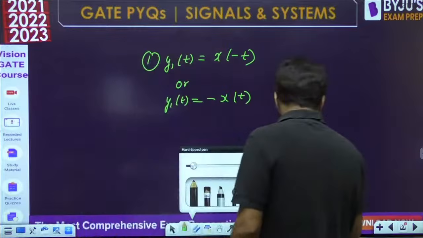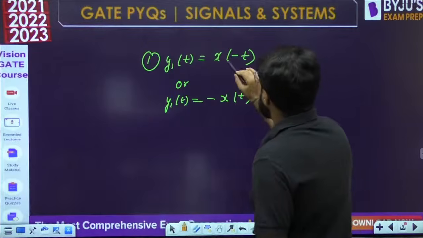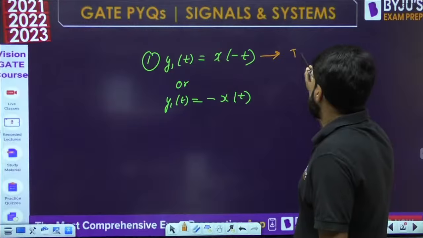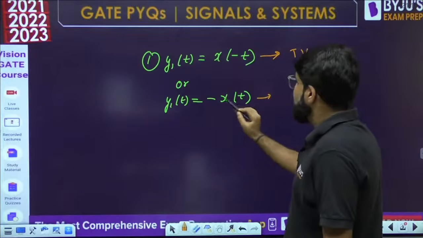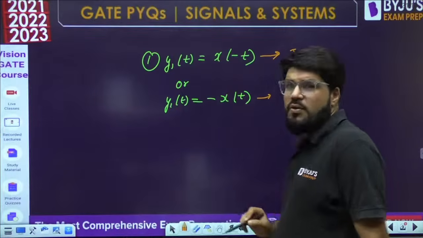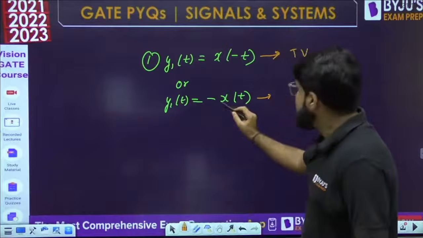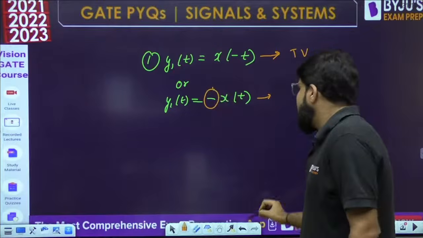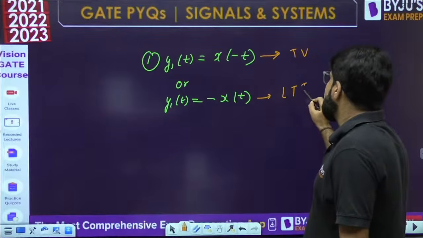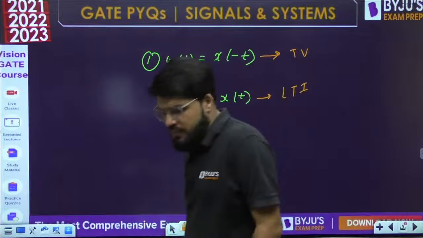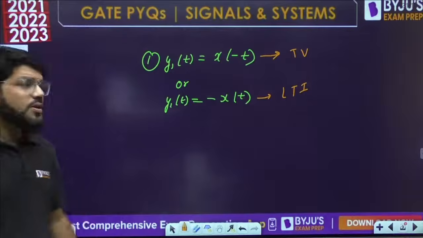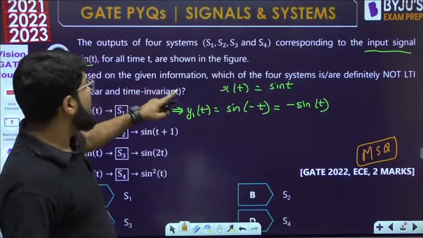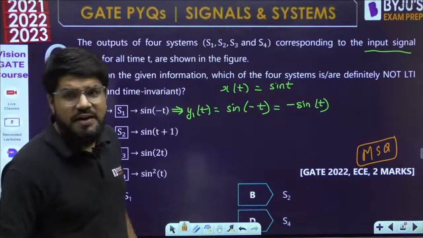Now you should be aware that whenever time scaling or time folding comes, the system is time variant. But when it is amplitude scaling, y of t is equal to a x of t, whatever may be the value of a, that is always linear and time invariant also. So this system may be LTI, may not be LTI. Which of the following are definitely not LTI? That we have to talk about.